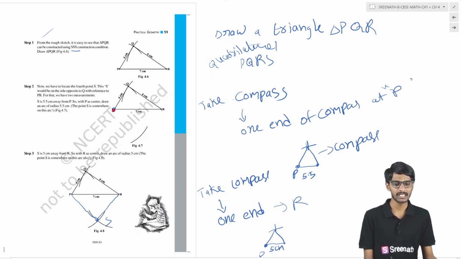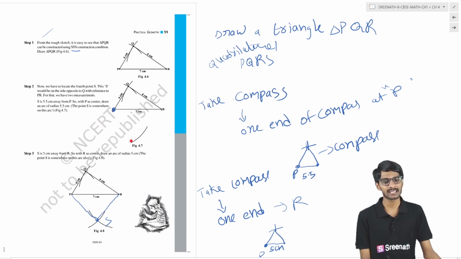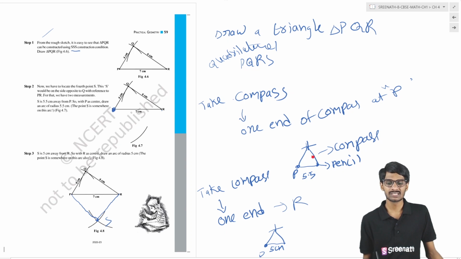So from P, take a compass and put one end of the compass at P, and take a radius of 5.5 centimeters, which means the distance between two ends of the compass, and draw using the other end. Basically you have to fit a pencil to this end. If you clearly see the compass, this end is a metal end, and at this end you have to fix a pencil. So you put that metal end at P, and using the pencil at the other end, taking a 5.5 centimeter radius, draw an arc like this.